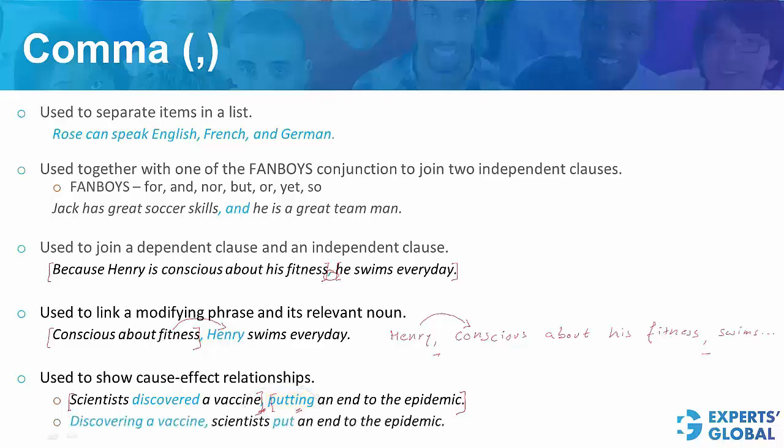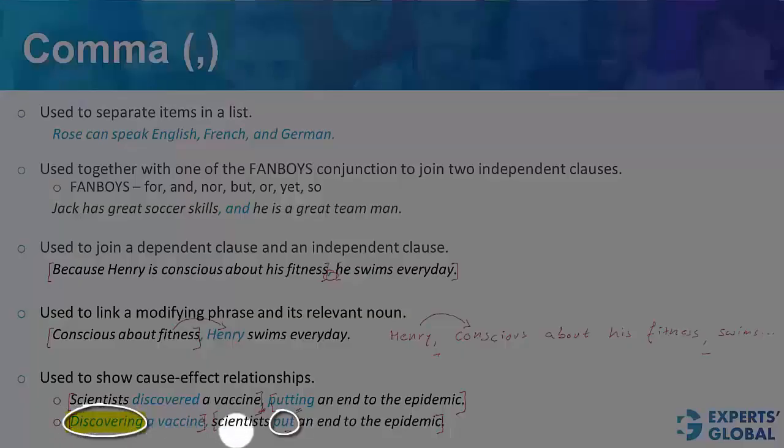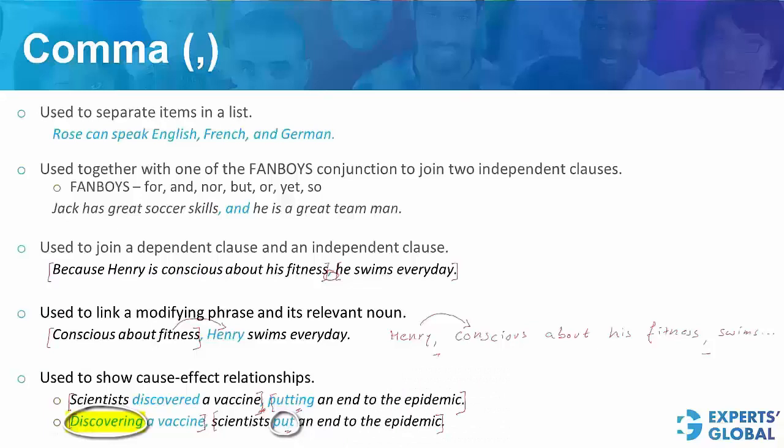Look at this example here. The present participle comes first. So, discovering a vaccine, and since present participle has come here you have past participle, and here is the cause part. Then you have the effect part. Here, cause, comma, effect. So, both the constructions are fine for showing a cause-effect relationship.